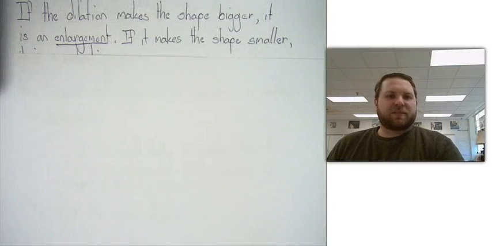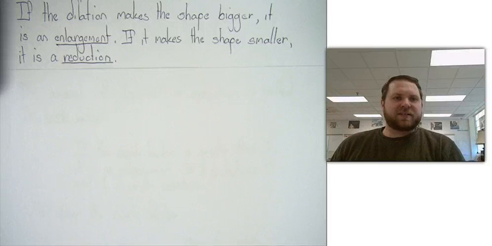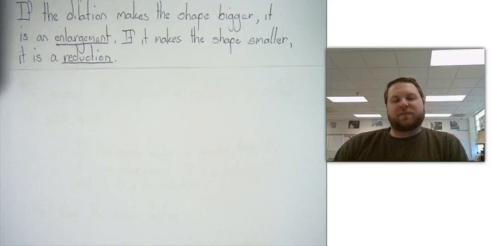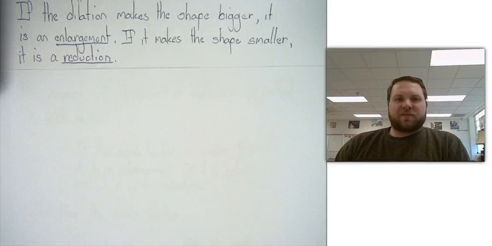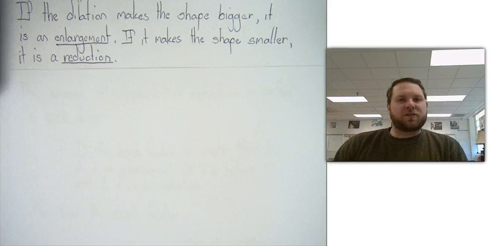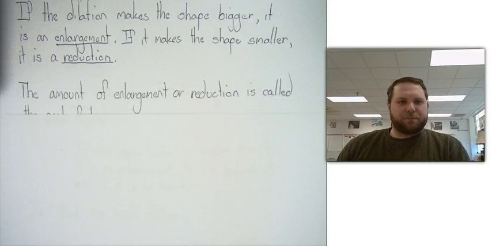All right, let's talk about that bigger or smaller business. If the dilation makes the shape bigger, we call that type of dilation an enlargement, and if it makes it smaller, we call it a reduction. So every dilation that changes the size, as long as you're not dilating so that it stays the same size, is either going to be an enlargement or a reduction. So those are the two types of dilation. Enlargement makes things bigger, reduction makes them smaller.